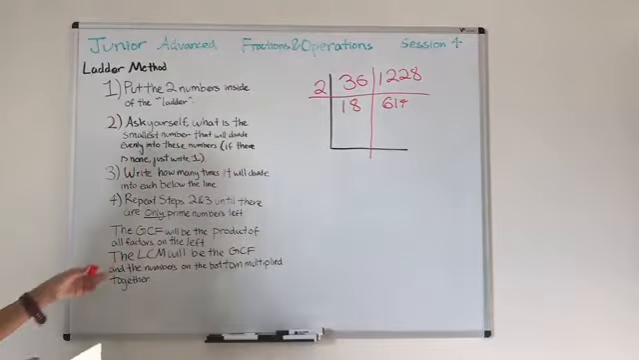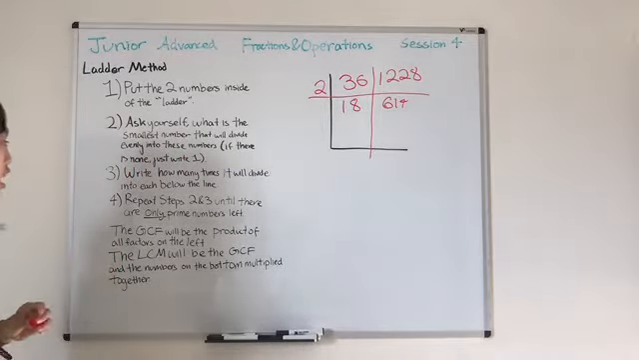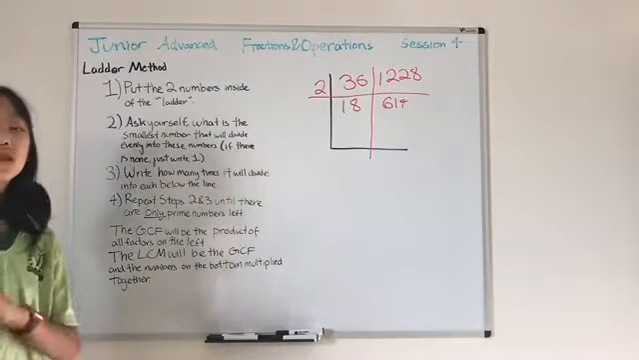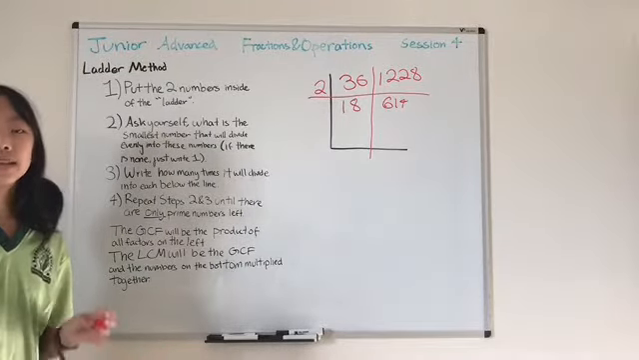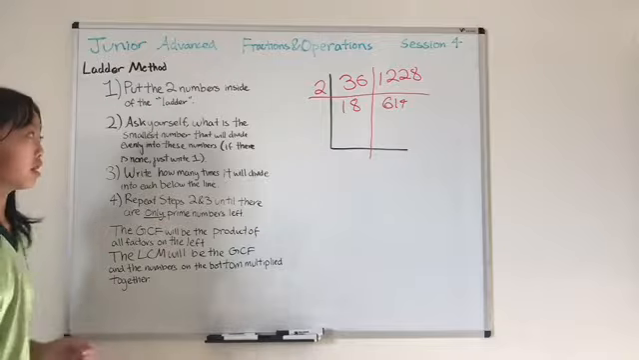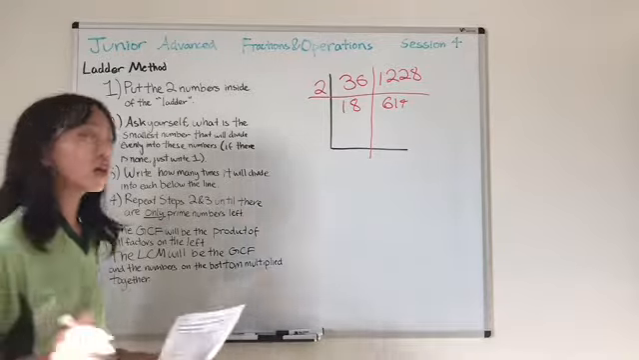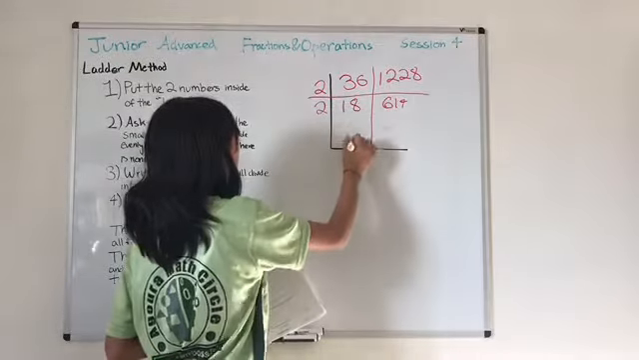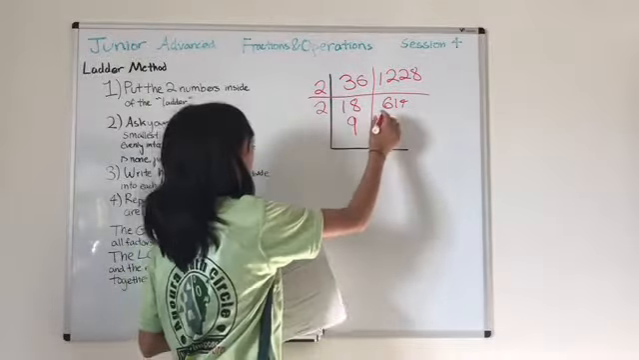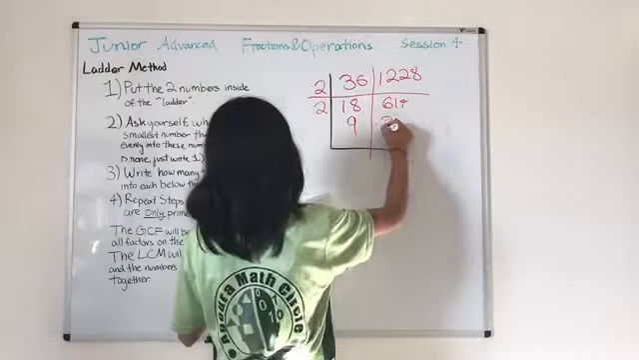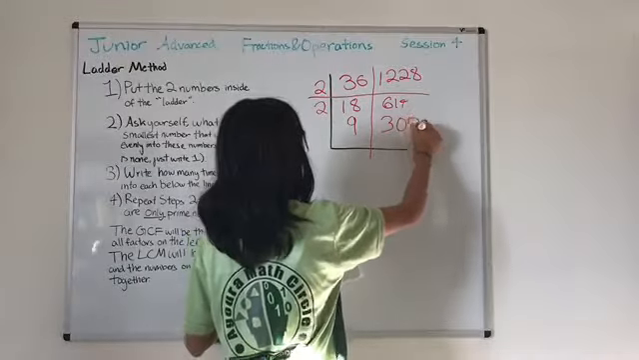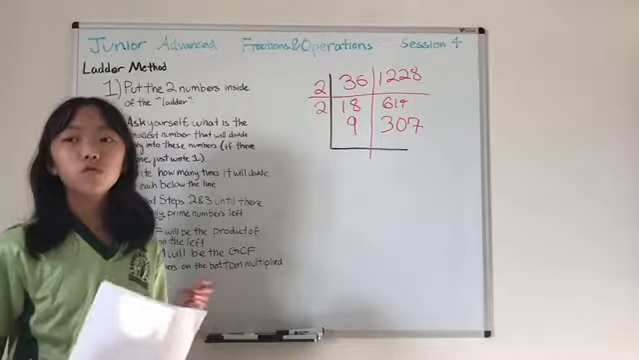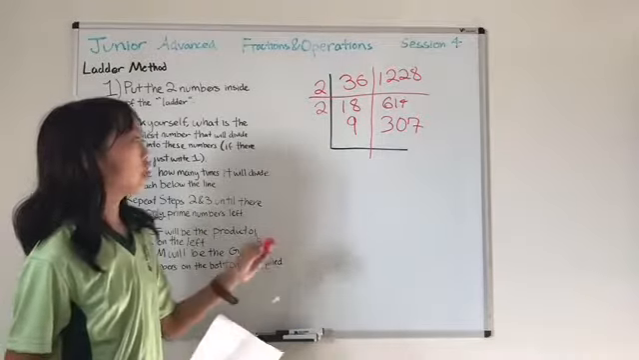So step 4 is repeat steps 2 and 3 until there are only prime numbers left and there is no number greater than 2 that can divide evenly into both of these numbers. So we can divide it by 2 again, and then we'll get 9 and 307.